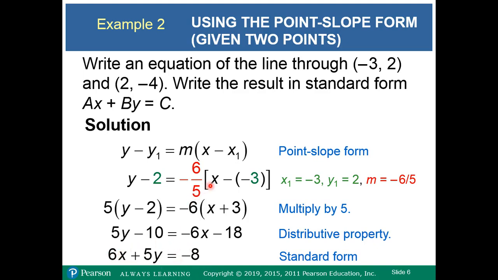But notice that here, if we change this to a plus, this would be the point-slope form. And then from there, we can just simplify things, rearrange terms, and make it into the standard form.